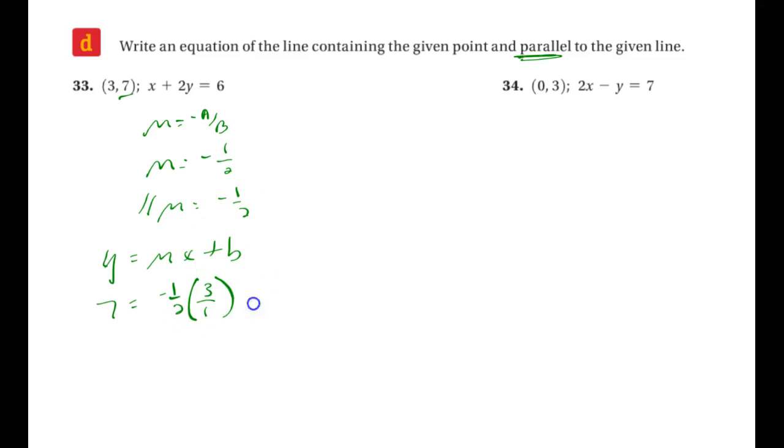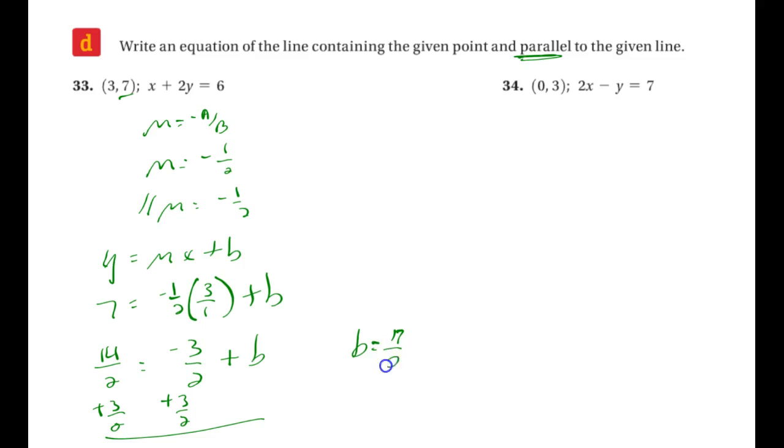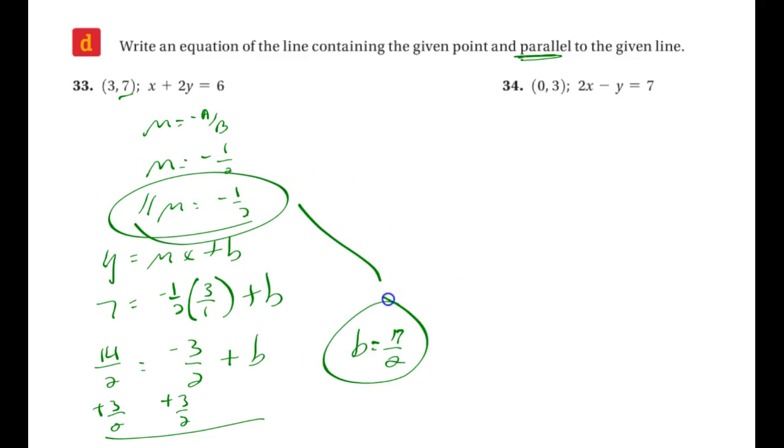The hard part here is dealing with adding and subtracting these fractions. So I'll remind you to find a common denominator by multiplying this by 2. Makes it a little bit easier to add 3 halves to both sides. And then once you have 14 halves plus 3 halves, is 17 halves. That's the y-intercept. Then we have everything we need. We've got slope, we have y-intercept, y is equal to negative 1/2 x plus 17 halves.